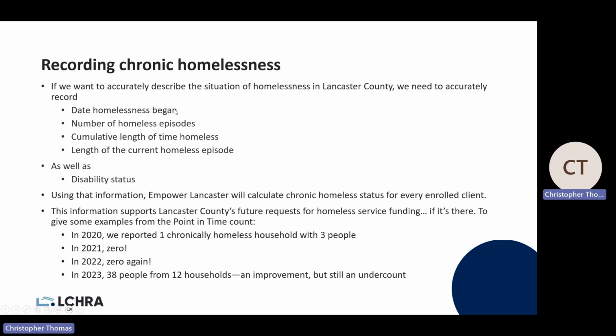HUD defines chronic homelessness as a person being homeless either for consecutive months, 12 or more months, or cumulatively homeless for that long over the course of 3 years over 4 or more episodes. So it's those two things, either consecutive months homeless or cumulative months homeless, plus disability status. So when we look at the HUD Universal Assessment, those are the fields we're going to see that we'll need to fill in accurately if we want to show clients as being chronically homeless.